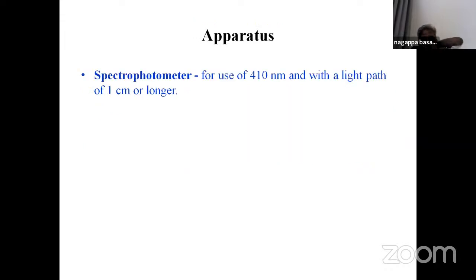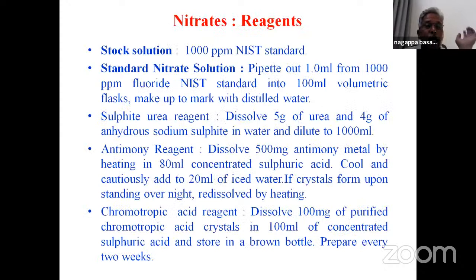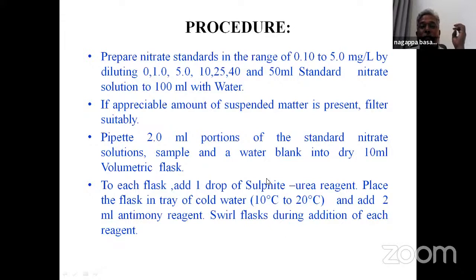A spectrophotometer with 410 nanometer wavelength is required, and a cuvette of 1 centimeter path length. You can use a stock 1000 ppm nitrate standard. It is available ready-made, or you can prepare it in your laboratory using good quality chemicals. Prepare antimony reagent and chromotropic acid reagent as per the recommended quantity of chemicals: weigh, dissolve in a known quantity, and keep as a reagent. Then prepare a series of standards, 0.1 to 5 milligram per liter, by diluting different volumes of the standard.